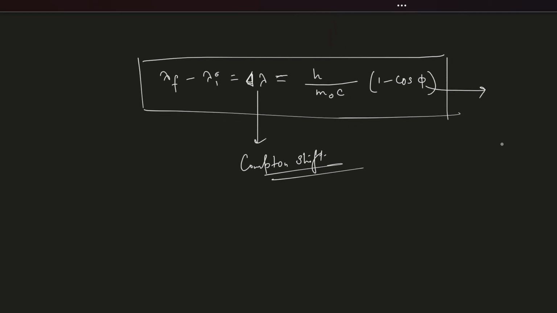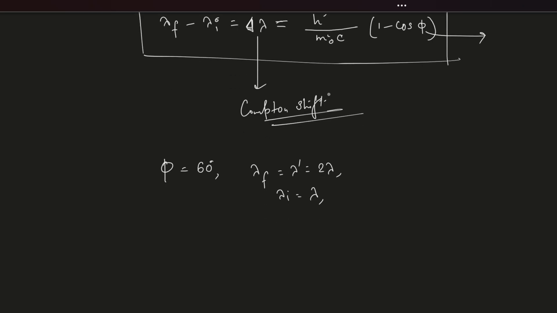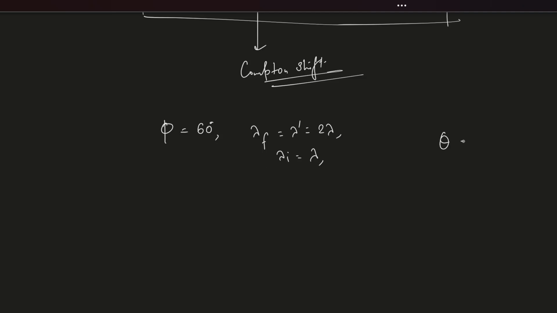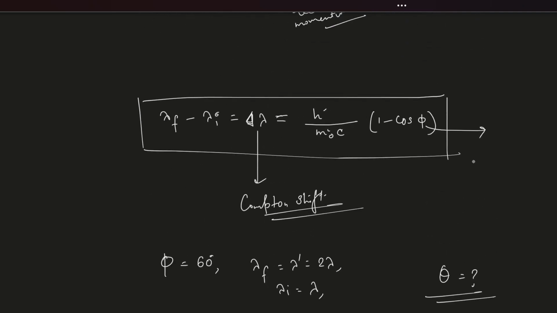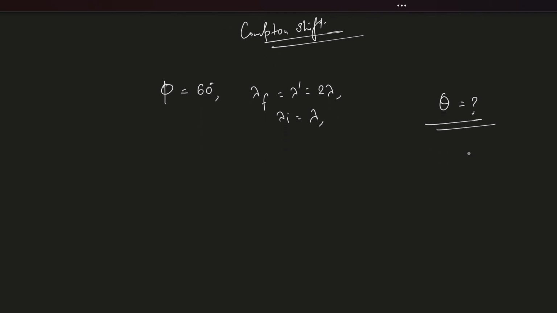Okay, now let us look at this problem. In this problem they have given us phi equal to 60 degrees, and lambda f equal to lambda prime equal to 2 lambda, and lambda I equal to lambda. h, m naught, c are all standard constants, so those values are already known. But you don't have an idea about theta. So theta is how much? To get theta, we will have to look at the energy and momentum conservation that gives us some equations. Those equations will be relevant.